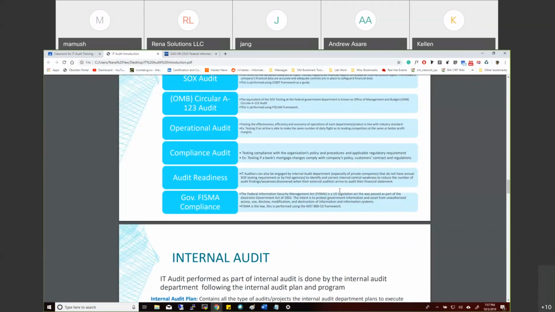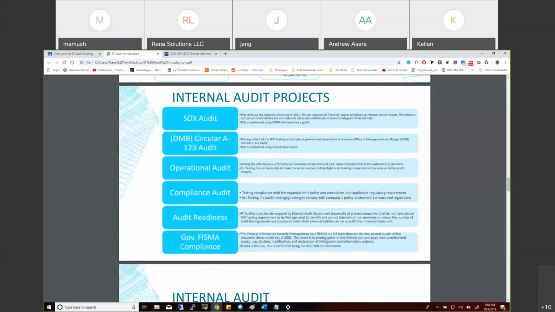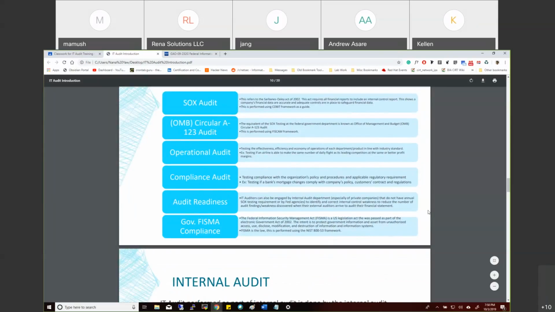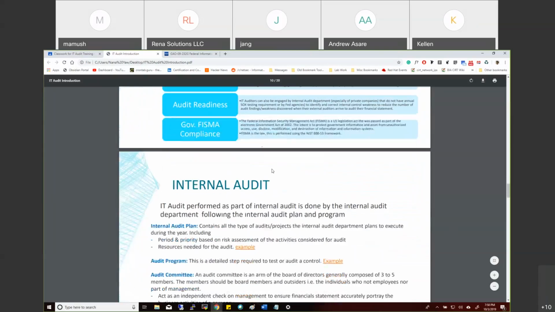And in order to make sure that they're in compliance, the NIST 853 framework is the framework that gives them a guide on how to be in compliance with the FISMA Act. This is where you get into the cybersecurity field, because cybersecurity deals more with NIST 853. They have specific guidelines, specific controls that they have to put in place, and things of that nature. Any question on the internal audit project before we move on? All right.